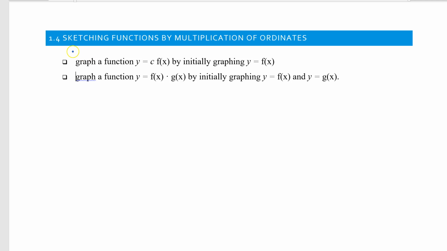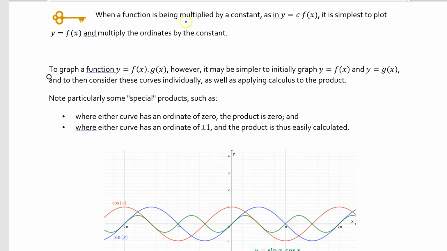Hello mathematicians. Our next graphing exercise is sketching functions by multiplication of ordinates. That includes multiplication by a constant and multiplication of two functions together. If a function is being multiplied by a constant, then the simplest thing to do is to plot the function, and we just multiply all the ordinates, the y values, by whatever the constant is.